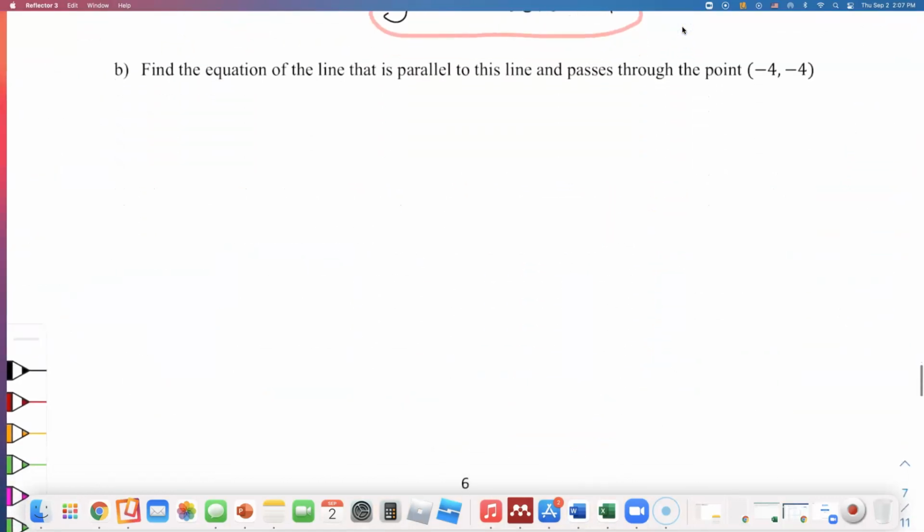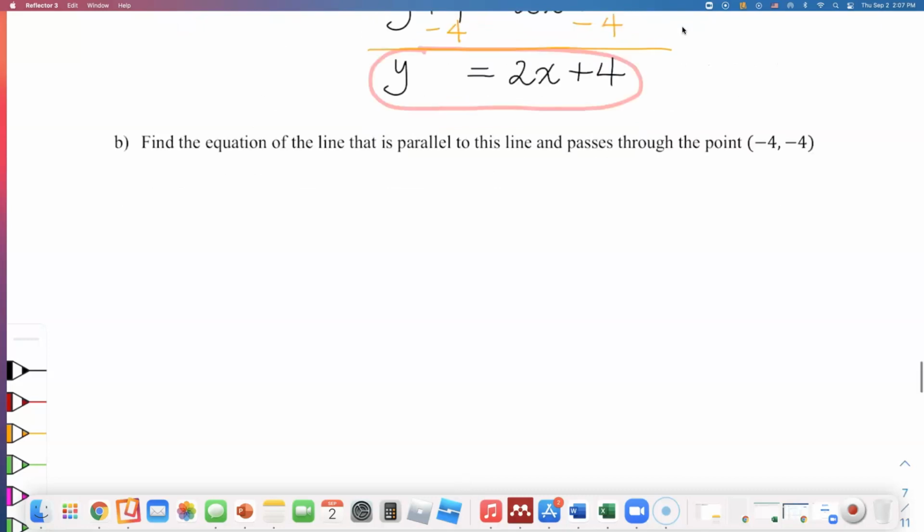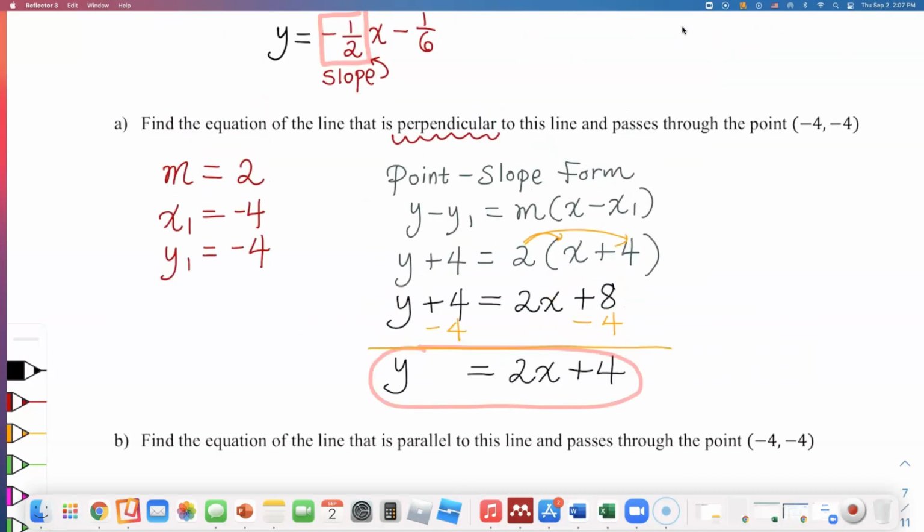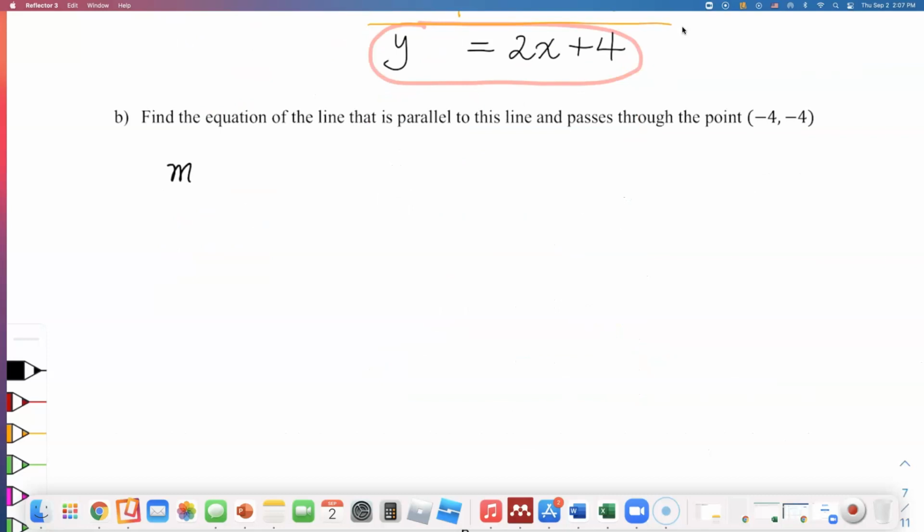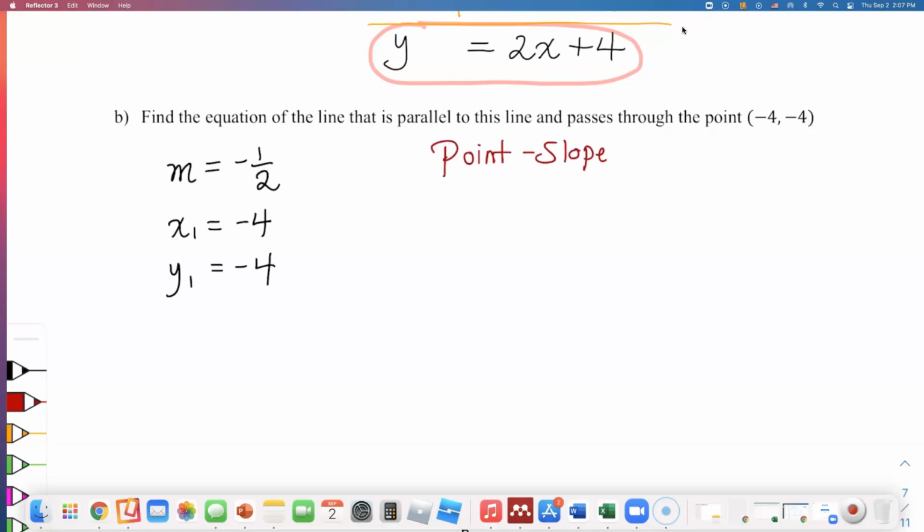This time they say find the equation of a line that is parallel. Well, to be parallel, it needs to also have a slope of -1/2, the same slope. So I'll tell them that the slope this time has to be -1/2. I think the points are the same. X1 is -4 and y1 is -4. And when we are done writing it, we'll go back and check on it again on the graphing calculator, okay? So here's point slope form: y minus y1 equals m times x minus x1.